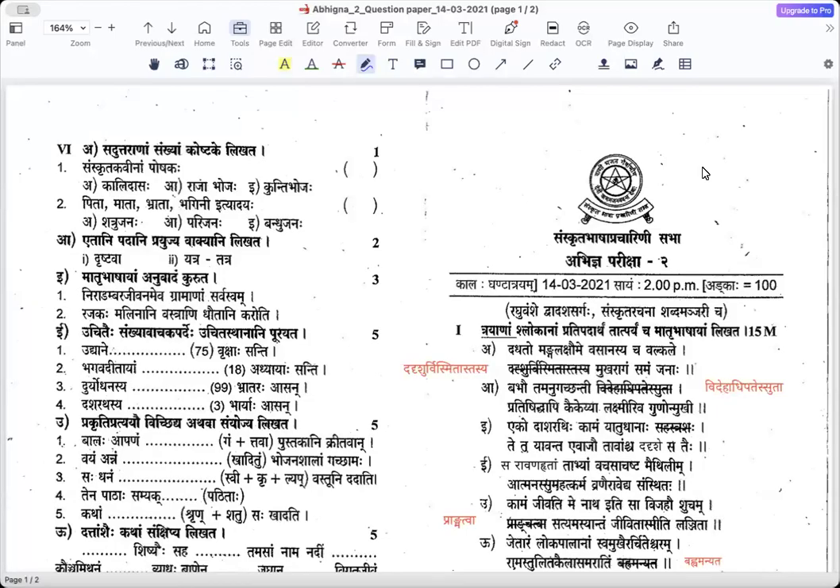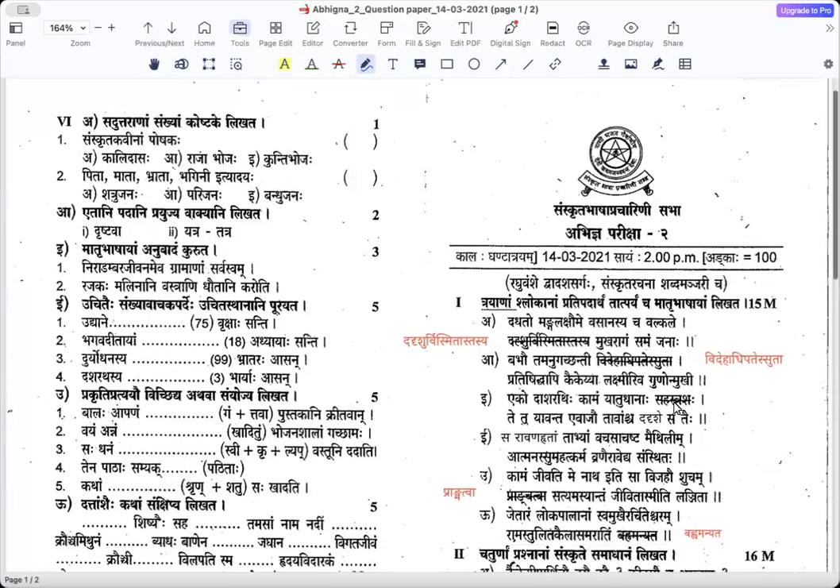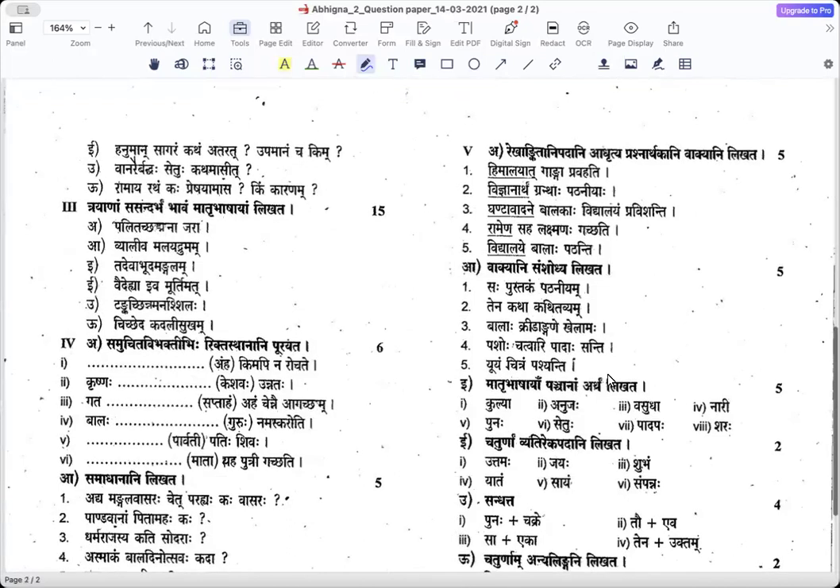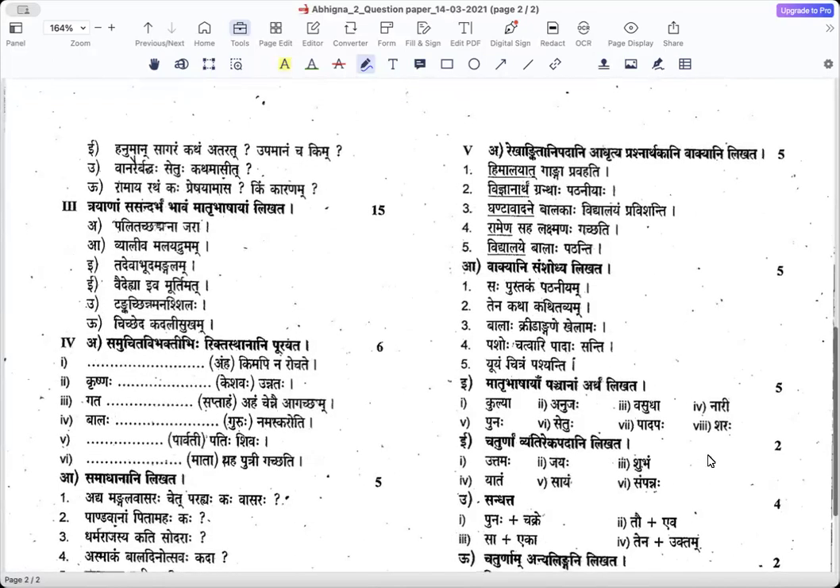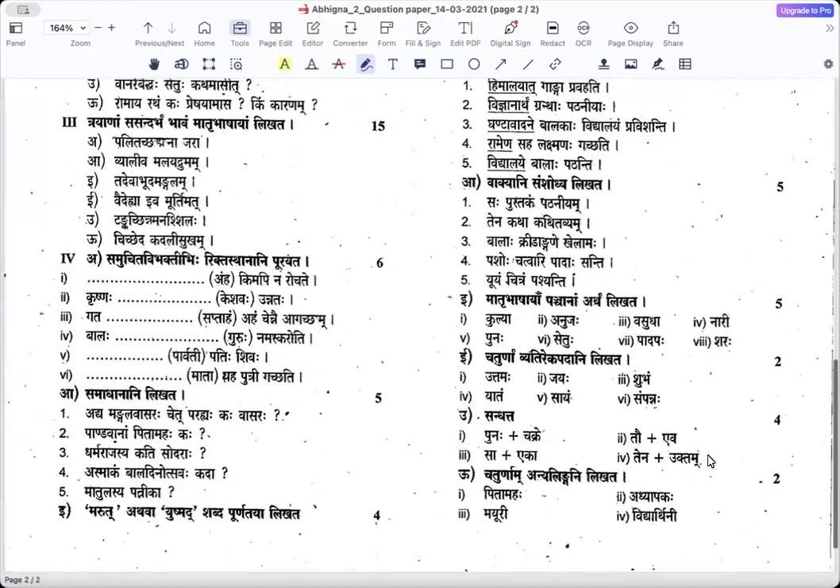Namaste. We will look at the Abhijna Pariksha 2. That is paper 2, which has Raghuvamsa, 12th Sarga, Samskrita Rachana. There will also be some questions with grammar in general. Since they have written Shabdamanjari here, there will be some questions from the Shabdamanjari also somewhere.